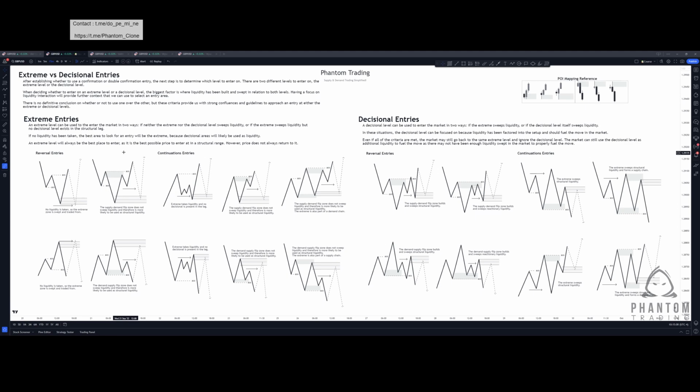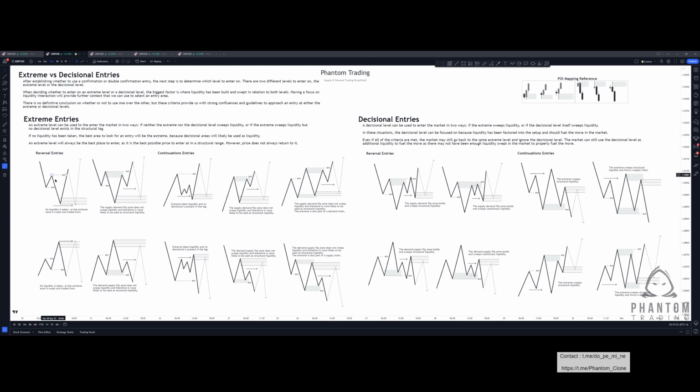So let's take a look at extreme entries, and there'll be two different types that we'll be referring to: the reversal extreme entry and a continuation extreme entry. And this will just factor in whether we are trading with the trend or if we're starting to trade against the trend, or if the trend is potentially switching. So if we take a look at this first example, we can see that no liquidity has been taken by the extreme. So the zone is swept and traded from.